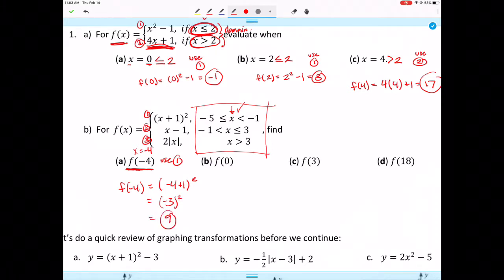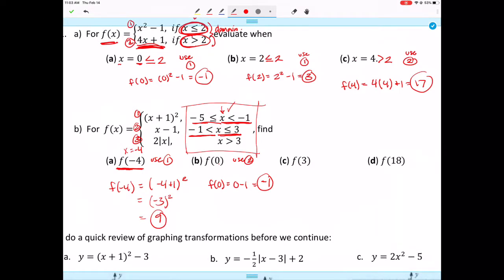All right, next one, f of 0. Is 0 greater than negative 5? Yes. But is 0 less than negative 1? No, it's not. So we'd go to the next one. Is 0 greater than negative 1? Yes. And is 0 less than or equal to 3? Yes. So we would use situation 2. So f of 0 would be 0 minus 1 equals negative 1.